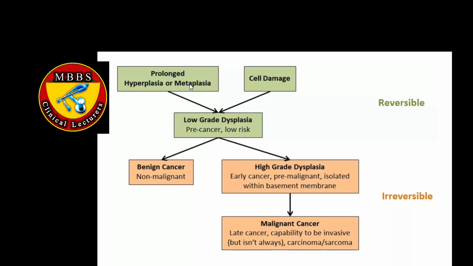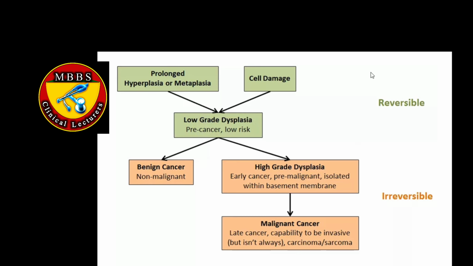So this prolonged metaplasia or hyperplasia or any kind of cell injury occurring within the cell can lead to low-grade dysplasia. Low-grade dysplasia is a disorderly growth. The cells begin to change their shape and size, and obviously their function also. So they are precancerous cells, but still the dysplasia is low-grade. We divide dysplasia into low-grade and high-grade.